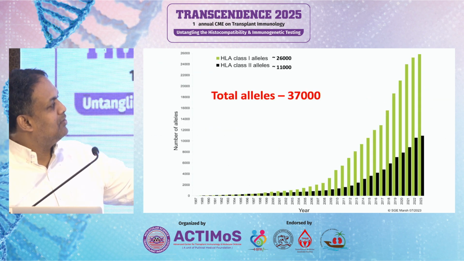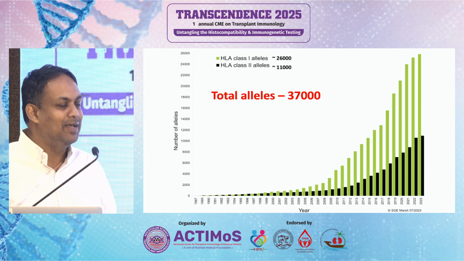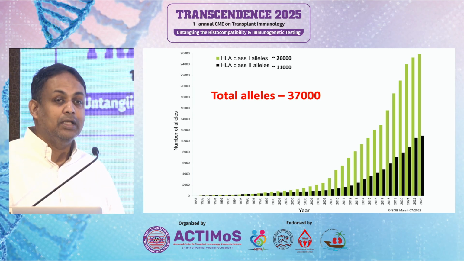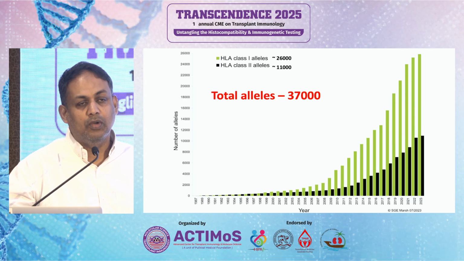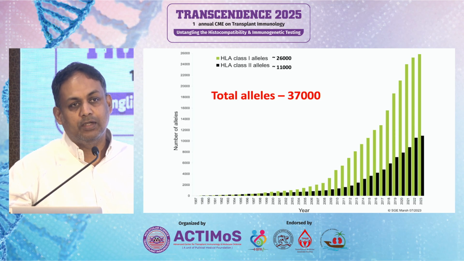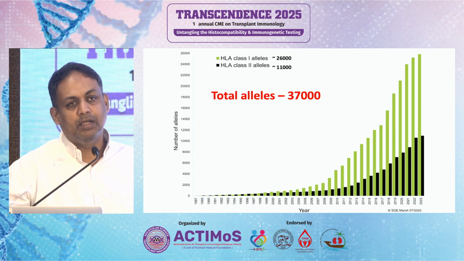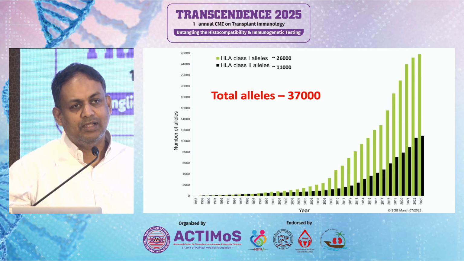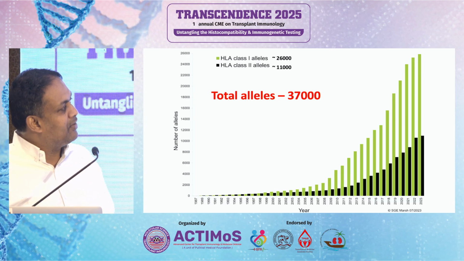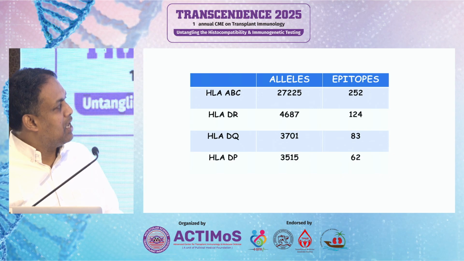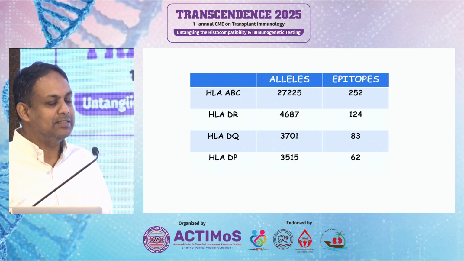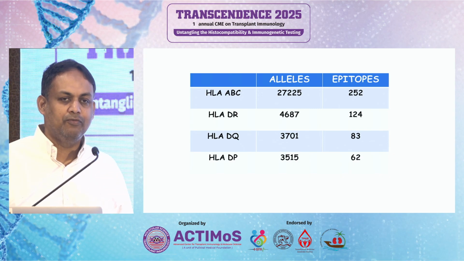So I think this is an old slide. Siddharth showed 41,000. Okay, so it's like 40,000 alleles, and with the molecular sequencing that is happening every day, new things are coming daily. So what is the fascinating thing about epitopes? When you slice it down, these class 1 27,000 alleles are nothing but a mix and match of 252 epitopes.